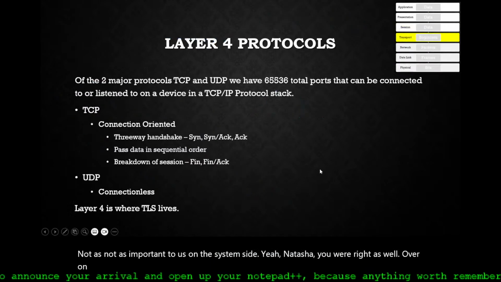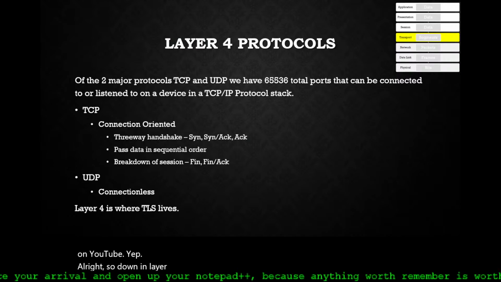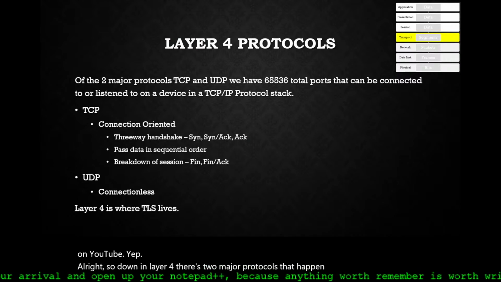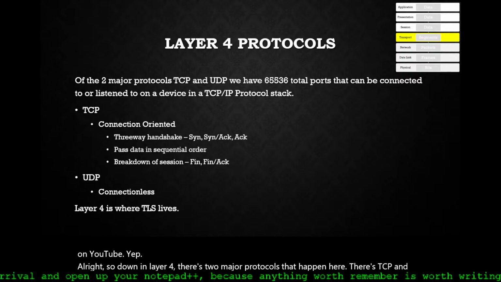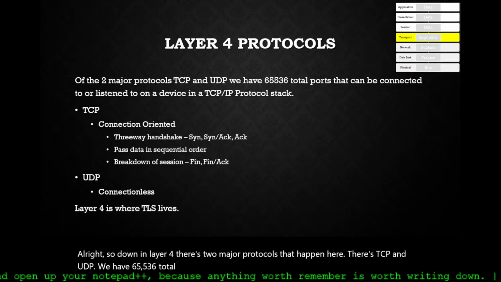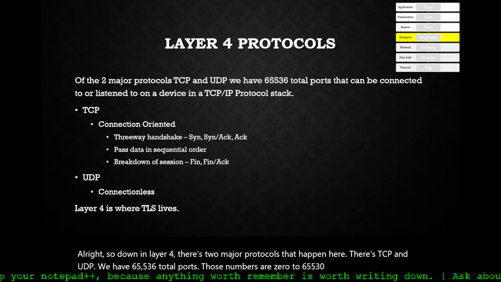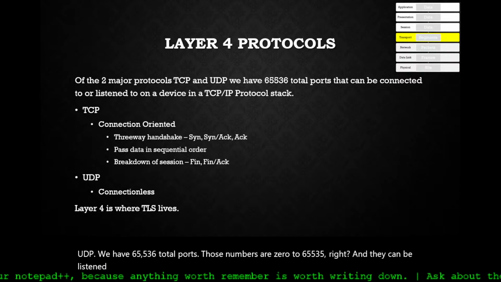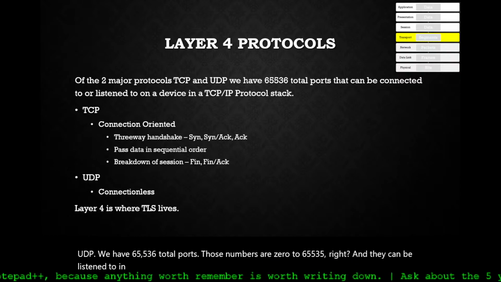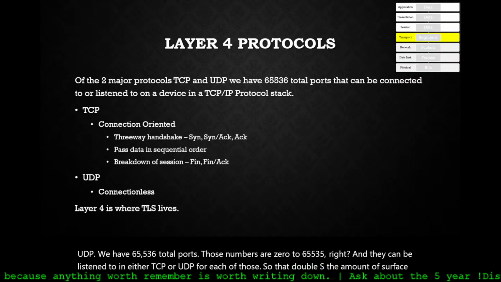All right. So down in layer 4, there are 2 major protocols: TCP and UDP. We have 65,536 total ports. Those numbers are 0 to 65,535, right? And they can be listened to in either TCP or UDP for each of those, so that doubles the amount of surface area for an attack.